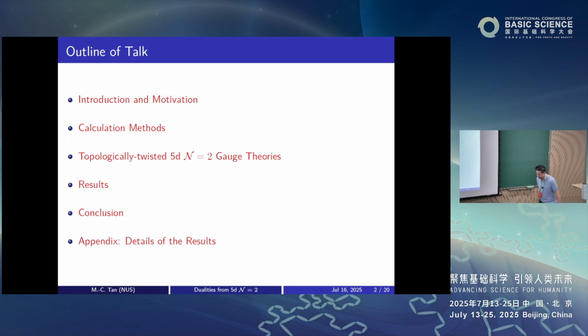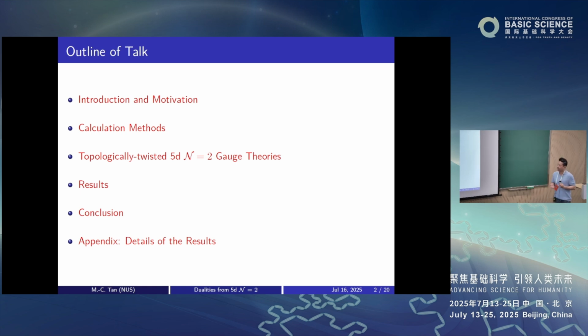Let me just go to the outline. I'll first give you an introduction and motivation for why we started, with some history of previous work that we have done and how it all led to this particular work. Then I'll briefly go through the calculation methods that we use. These are very simple, straightforward physics calculation methods. I have to emphasize that these are mostly physics calculation methods, so these results are physically derived.